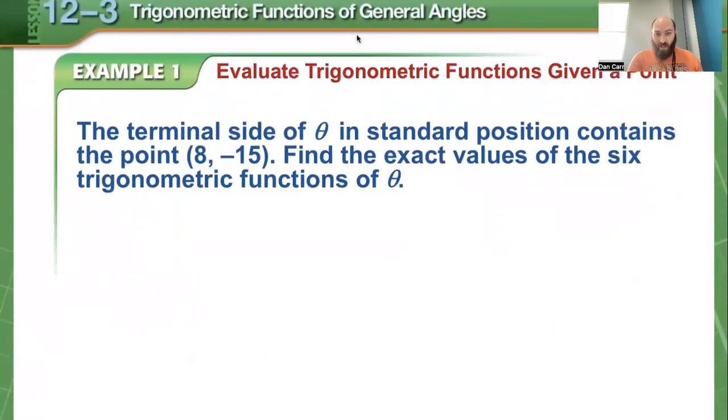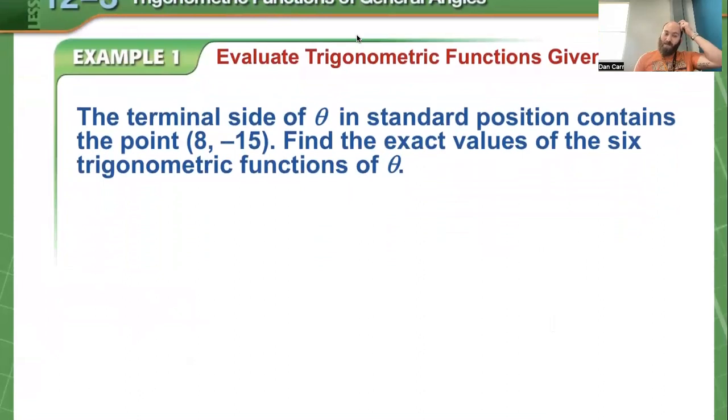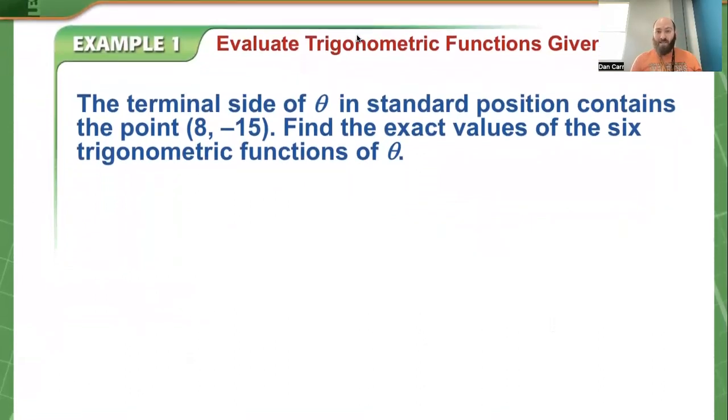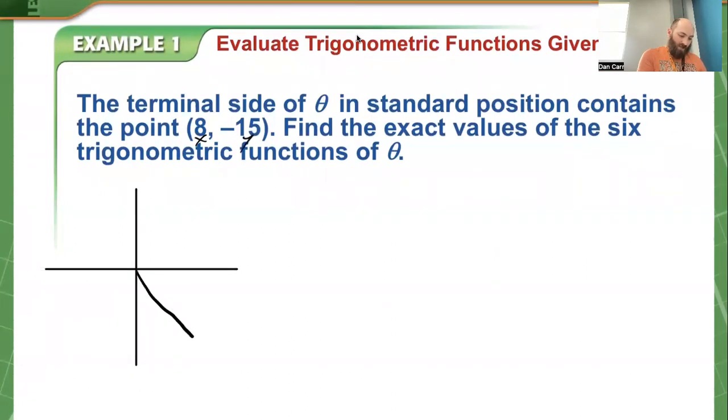The terminal side of theta in standard position contains the point (8, -15). Find the exact values of our 6 trigonometric functions of theta. So first thing I'm going to do is draw it out. Okay, so this is x and y right here. So I've got (8, -15). So it's going to be something like, we'll say about right here. Okay, so that's (8, -15).